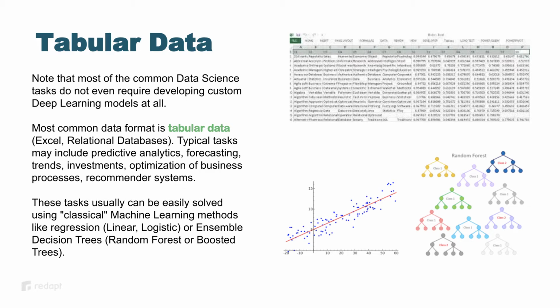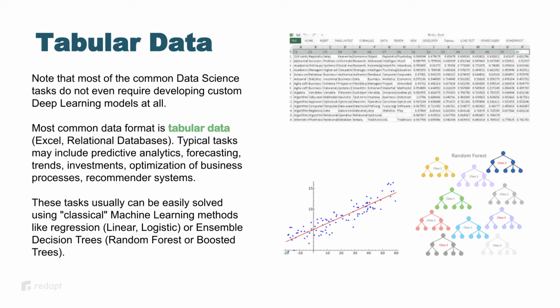Most common data science tasks, when people talk about machine learning, they're actually dealing with tabular data. So think about Excel spreadsheet, think about relational databases. So you have rows and columns, and there is a lot of data science that can be done with this kind of data. You're talking about predictive analytics. So people love to make predictions in business. Risk assessment, forecasting, maybe some seasonal changes, trends, investments, of course, optimization of business processes, cutting costs, recommender systems, like people who bought this also bought that, and so on.